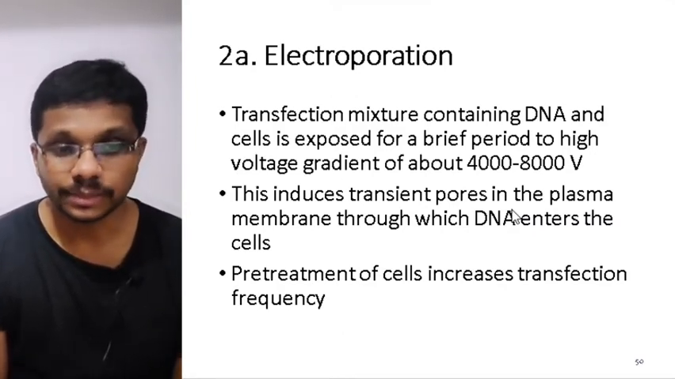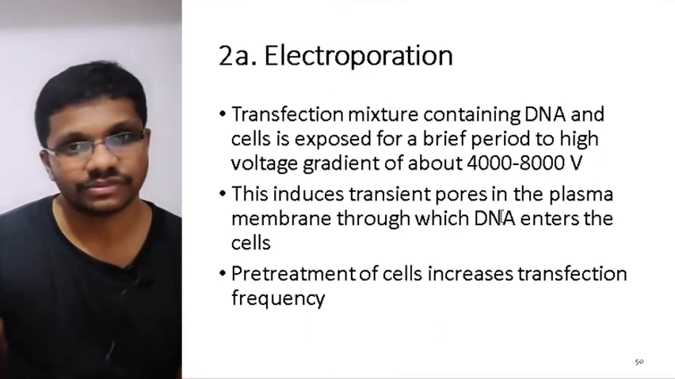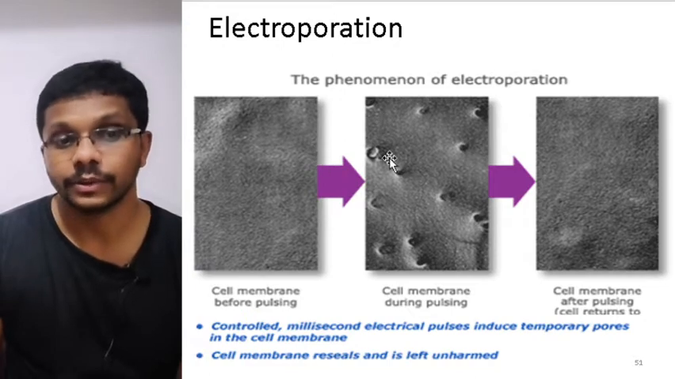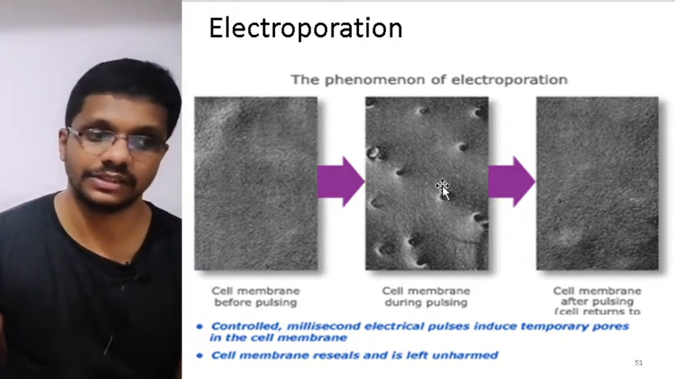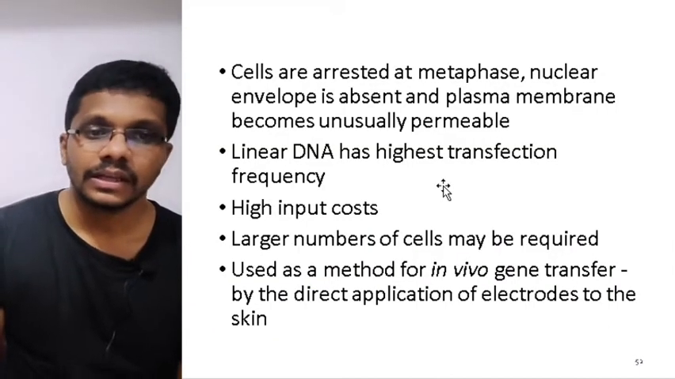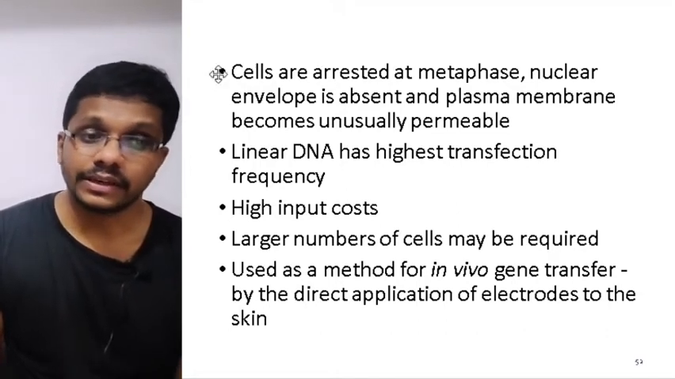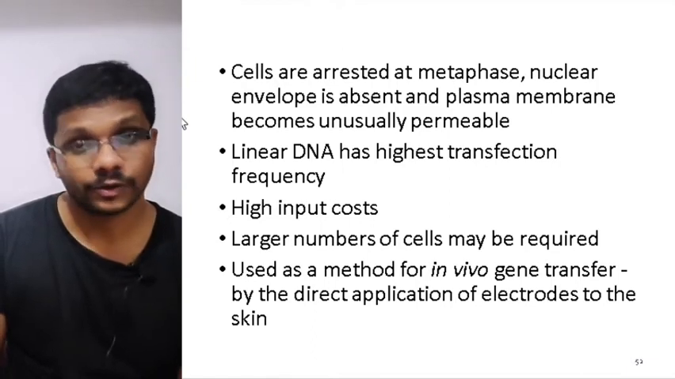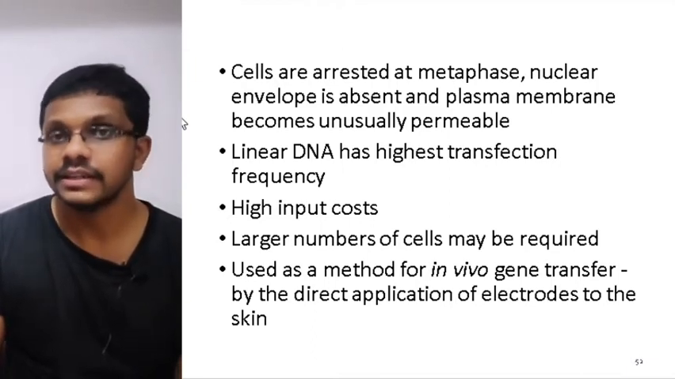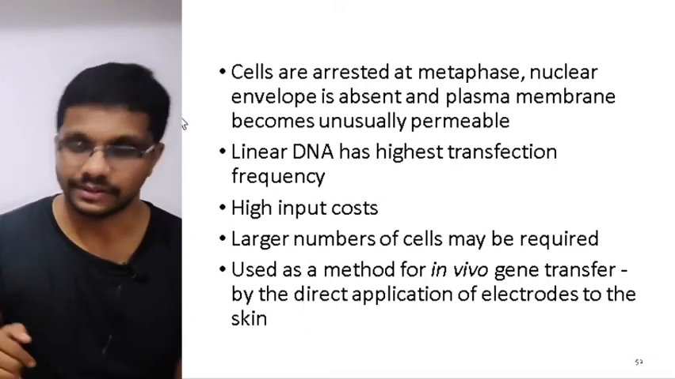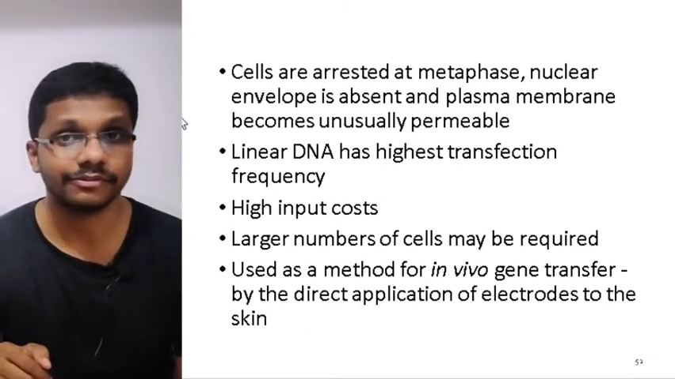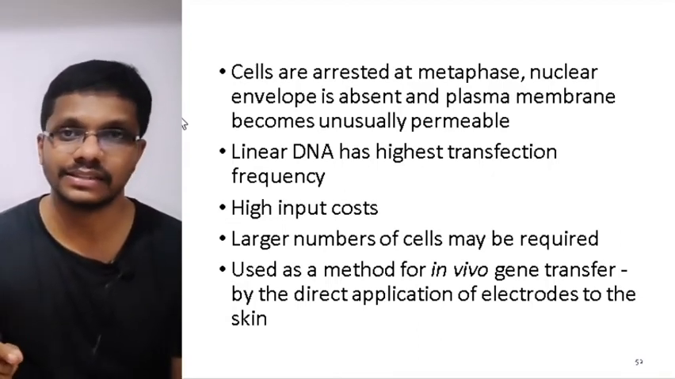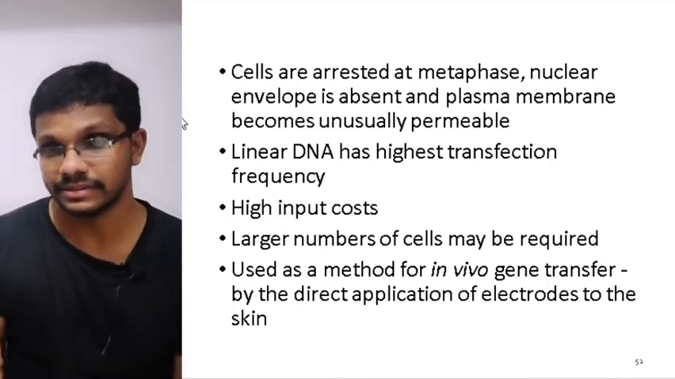We use pre-treatment to increase the transformation frequency. In eukaryotes, we can actually see the holes in the plasma membrane during electroporation. Through these pores, we are inserting the DNA. To ensure the transformation, cells used to be arrested in the metaphase, because in the metaphase there is no nuclear membrane. Only then can we insert the DNA into the nucleus. In interphase the nucleus is intact, so inserting DNA into the cell is difficult, but in the metaphase there is no nuclear membrane, so it is easy.